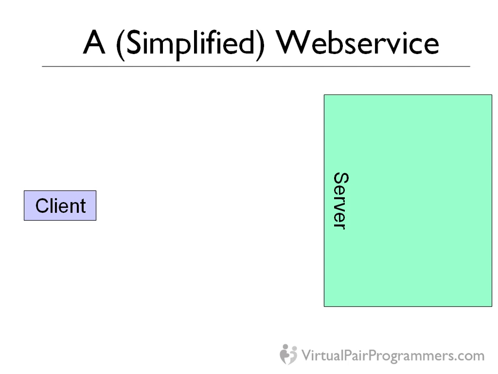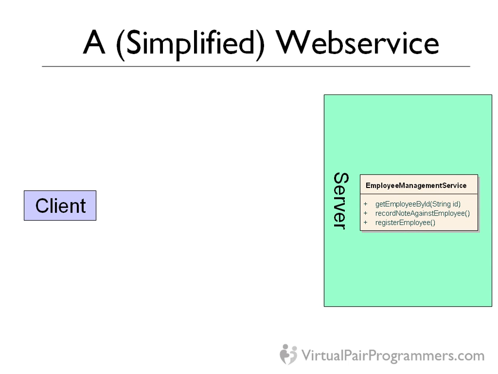Again, the server code is written in Java, .NET, Fortran. I don't care. But let's say, for the sake of argument, that the service happens to be written in Java, and it's our old friend, the Employee Management Service. But it didn't have to be. It could have been any code from any language. Our client wants to invoke the business process called getEmployee by ID.